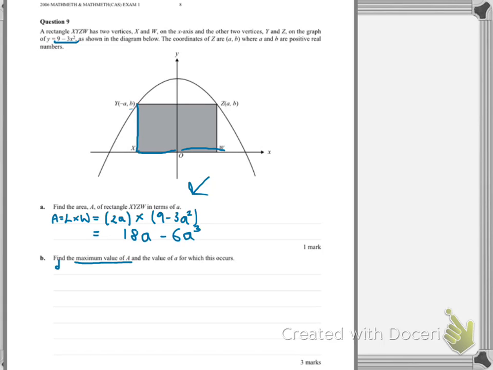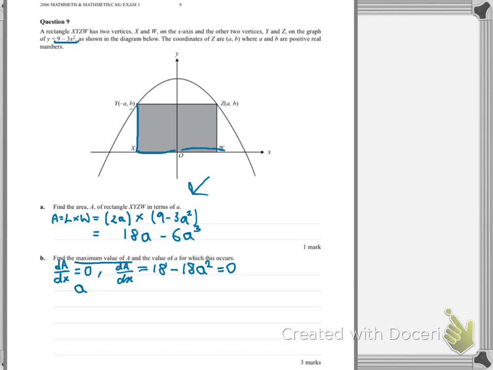Now the next bit, it says find the maximum value of a and the value of a for which this occurs. If you've got some function, an expression that gives you the area in terms of a, then the maximum of that function is given by when the derivative is equal to 0. That's always the condition for maximum values of something, when the derivative is equal to 0. So we'll make the derivative equal to 0.